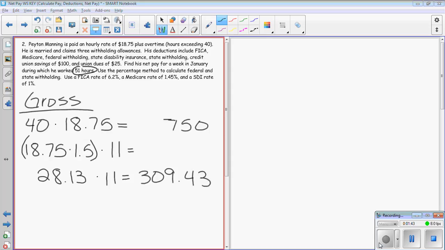So he made $750 in his regular hours, and he made $309.43 in his overtime hours. The gross, if you add those two together, is $1,059.43. That's his gross.